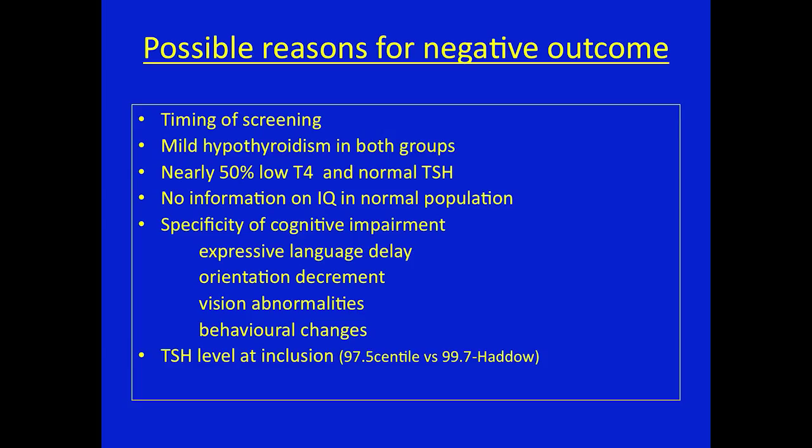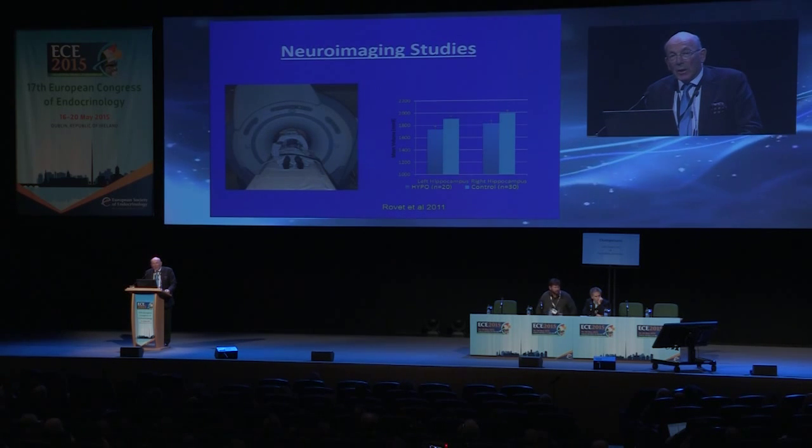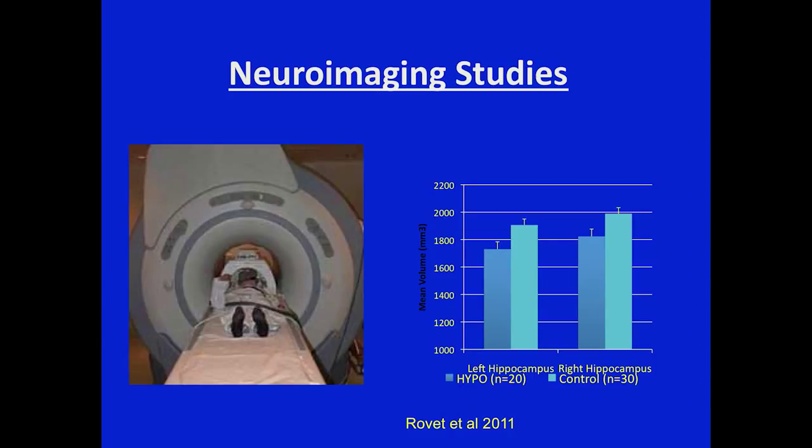And our TSH levels at inclusion in our study were above the 97.5th centile, quite a lot, compared to the previous retrospective study in New England published by Haddow in 1999, which looked at TSH above the 99.7th percentile. And there may be other reasons which we haven't come to. So the exciting thing now is to think about neuroimaging of these children. This is a study published a few years ago by Joanne Rovet showing alterations in hippocampal volume in children whose mothers had hypothyroidism in pregnancy that was inadequately treated. And she's just published another study showing corpus callosum abnormalities in similar groups. So I think this is one way forward to at least document the neuroanatomy.